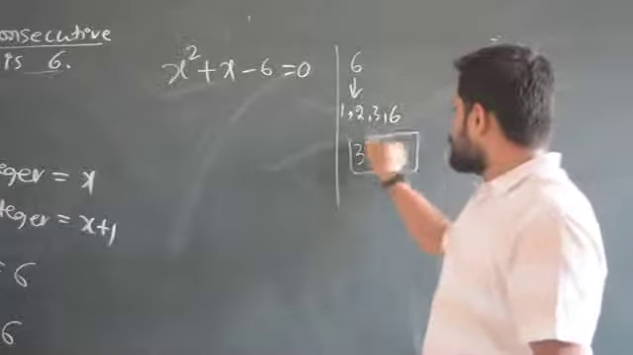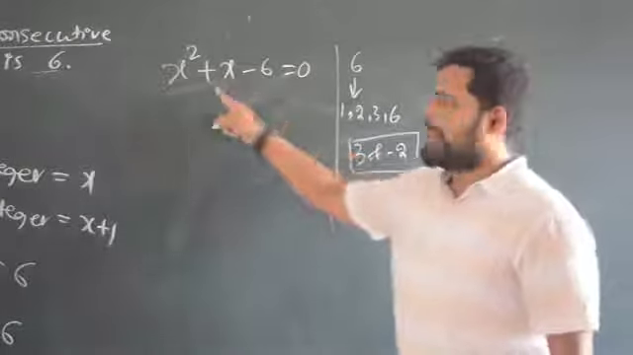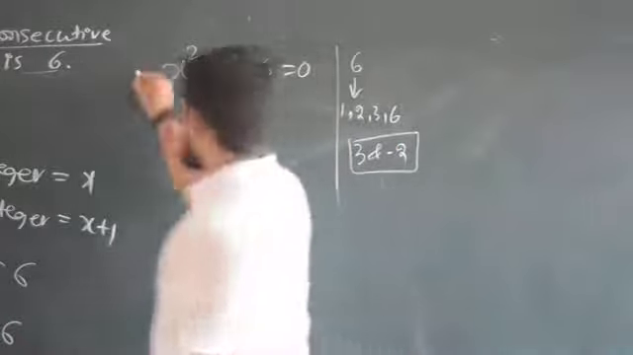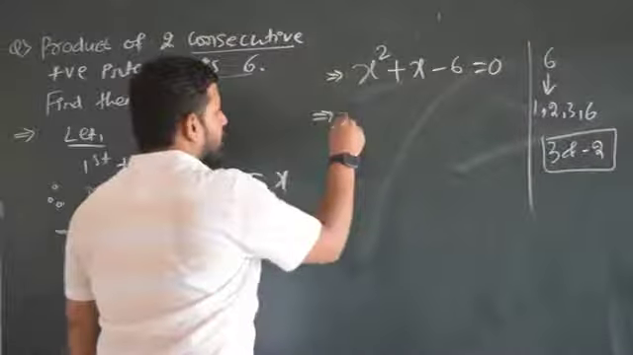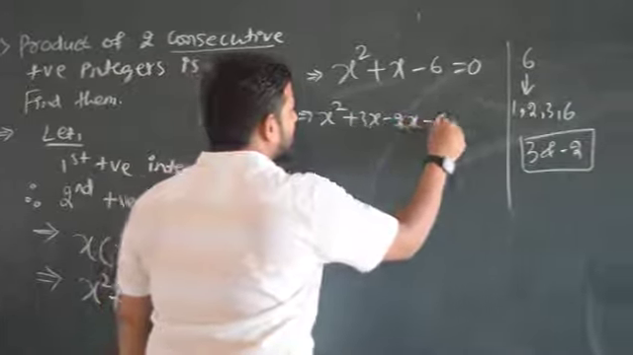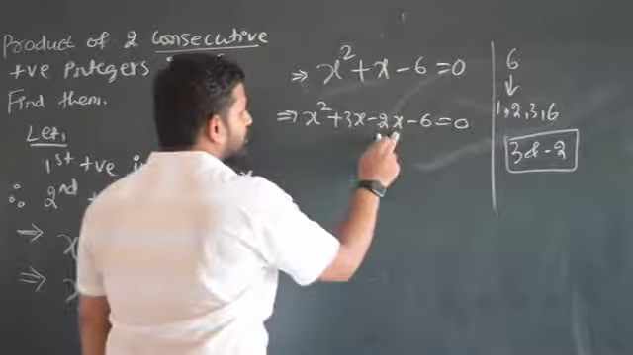3 and minus 2. 3 minus 2 means 1. Then 3 into minus 2 means minus 6. So that is known to you. After this, we can just split it. We can write it as x square plus 3x minus 2x minus 6 is equal to 0. Look at this, 3x minus 2x is x only.